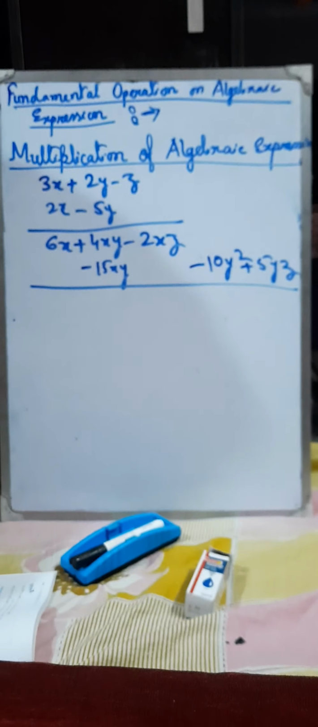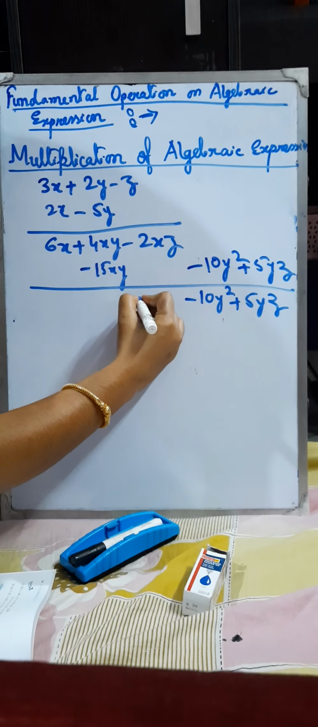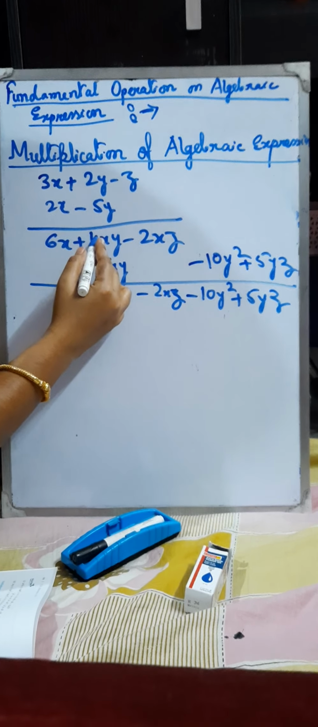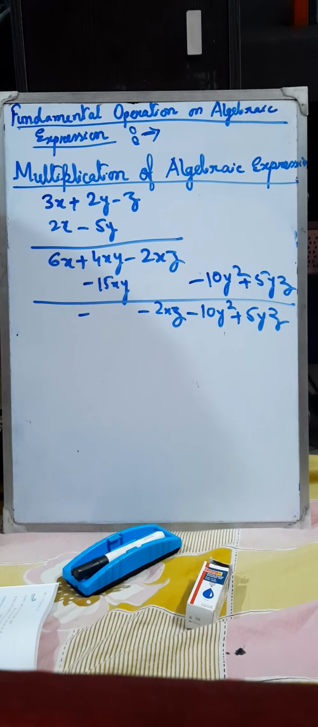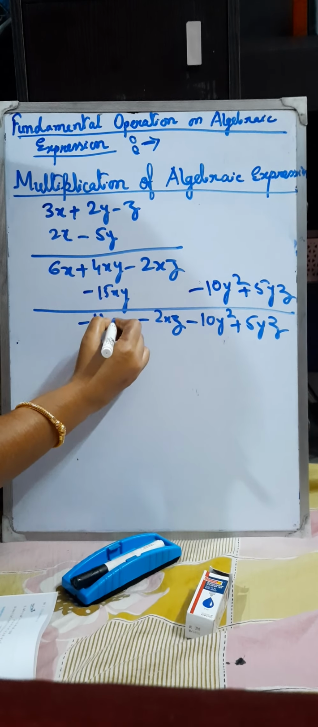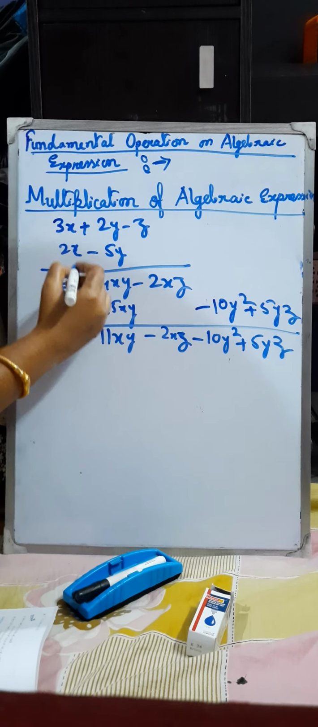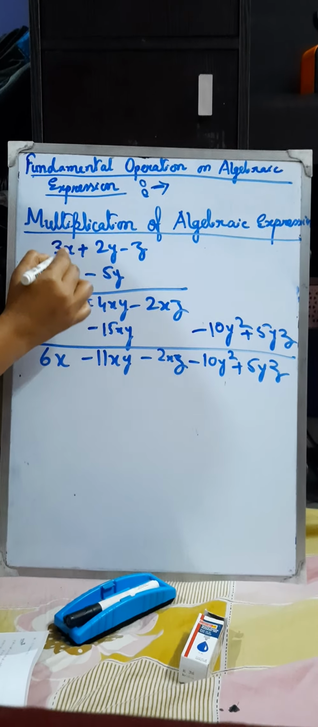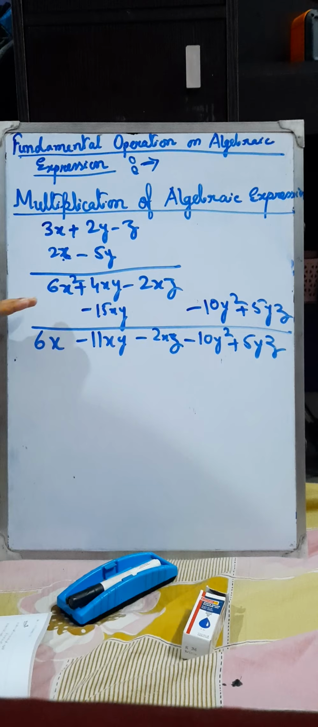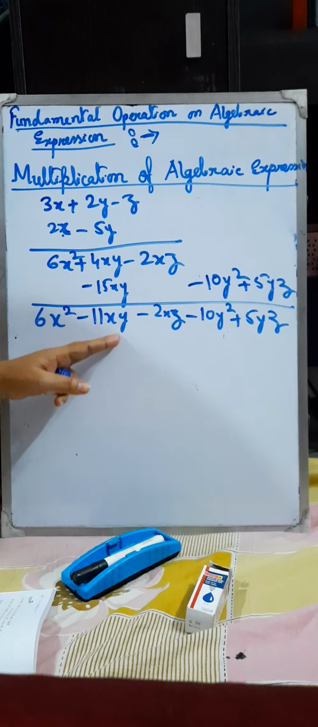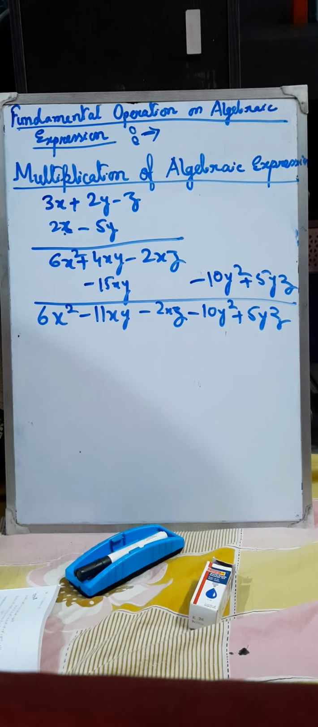Now add it. Minus 10y square plus 5yz as it is, minus 2xz as it is. Here plus 4xy minus 15xy, that means minus is the bigger sign, so minus 11xy. And here 6x square, because 3x and 2x are multiplied, so the powers should be added. So 6x square minus 11xy minus 2xz minus 10y square plus 5yz is the answer.